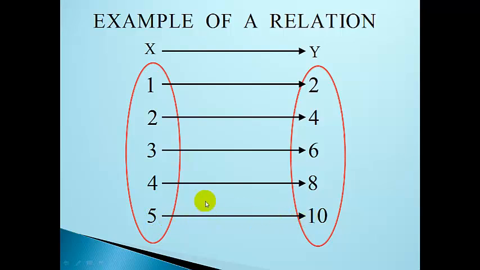So we can see that the elements of the set X are all related to the elements of the set Y. So we see there's a relation between the set X and the set Y.